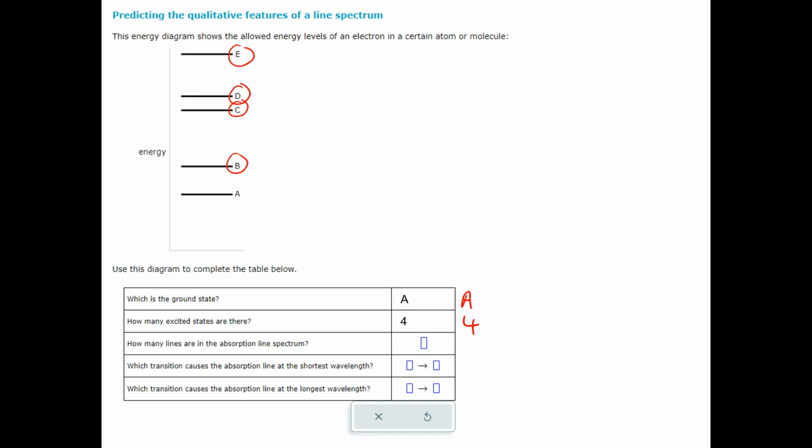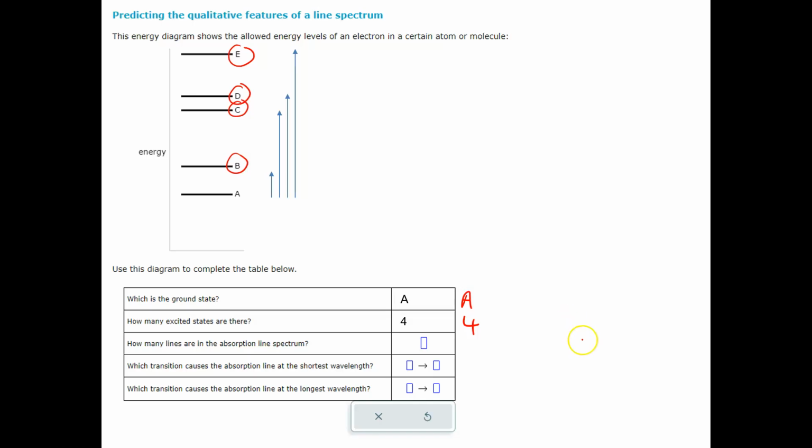And then this is where it kind of is fun, right? It says how many lines are there in the absorption line spectrum? So how many possible ways can the electron increase its energy? I like these kinds of problems. These are kind of fun. So let's think about it. We can have 4 starting at A, can't we? We can have A to B, A to C, A to D, and A to E.